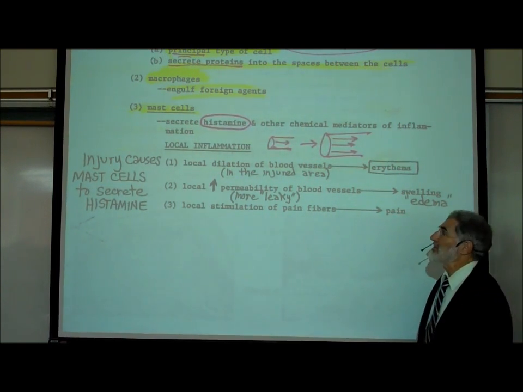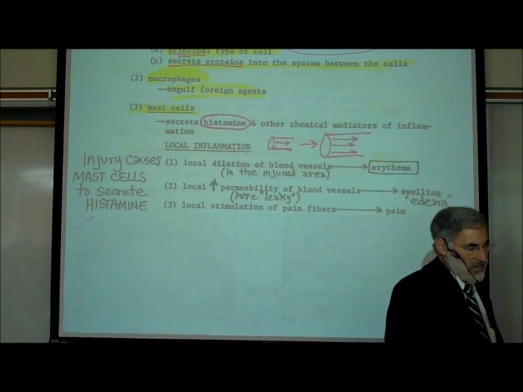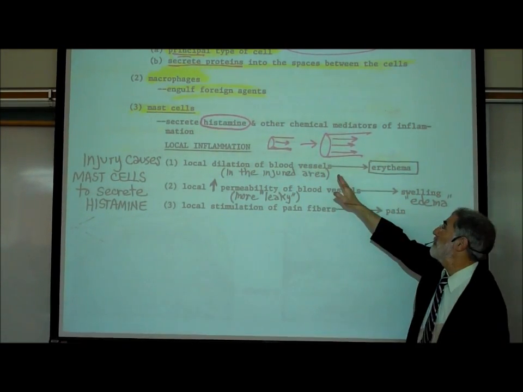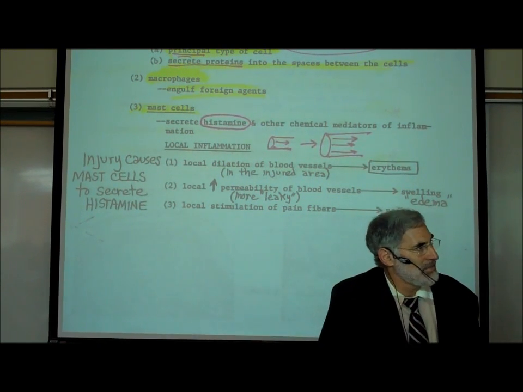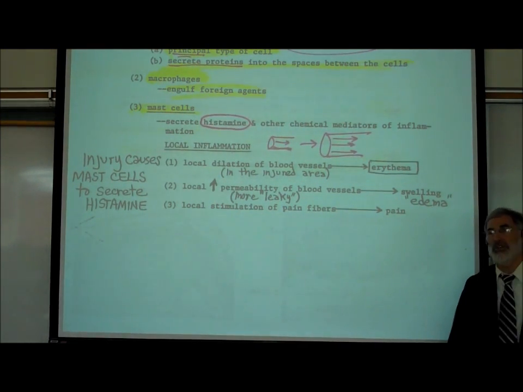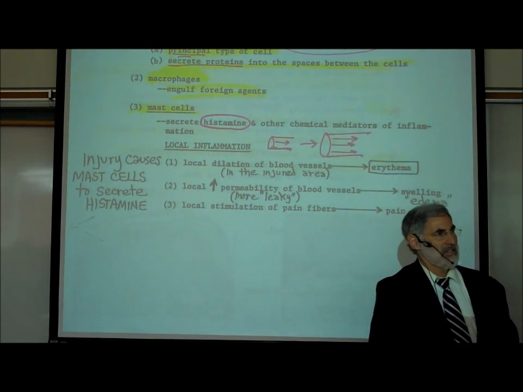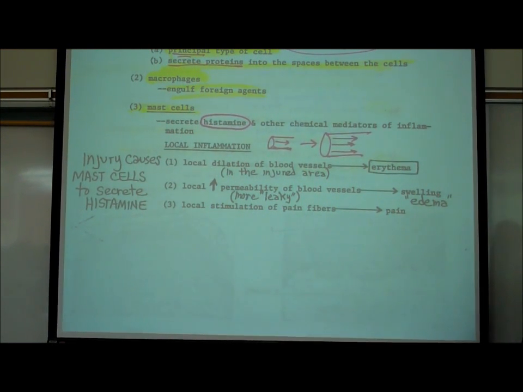Now the purpose of this, the purpose of histamine being released in response to injury, is to increase the flow of oxygen and nutrients to the injured area. So it's really a beneficial role. That's why it's happening. It's your own body making this happen, to increase the flow of oxygen and nutrients to the injured thumb. Now, what else does histamine do?